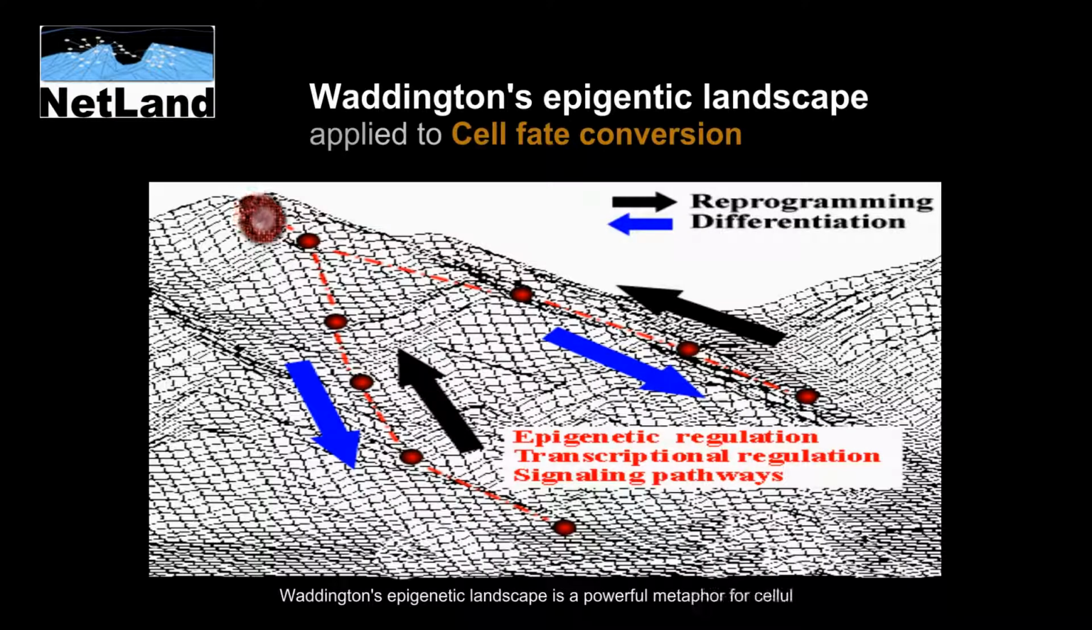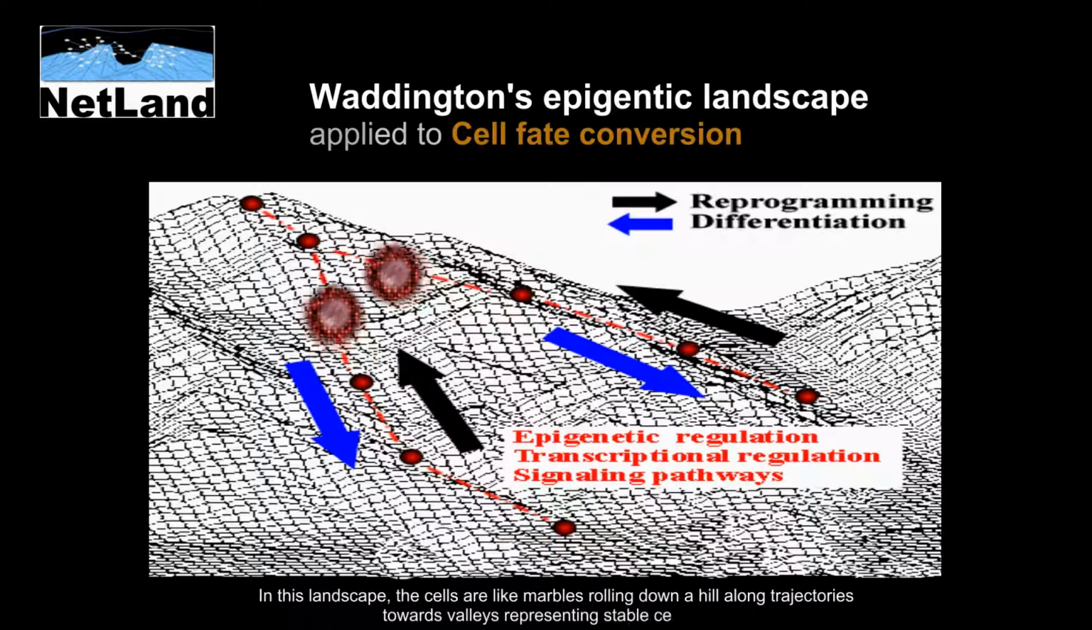Waddington's epigenetic landscape is a powerful metaphor for cellular dynamics driven by gene regulatory networks. In this landscape, the cells are like marbles rolling down a hill along trajectory towards valleys, representing stable cell states.